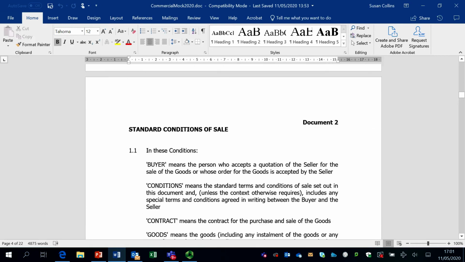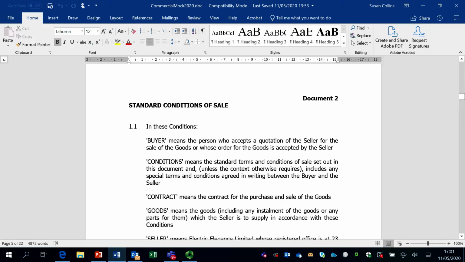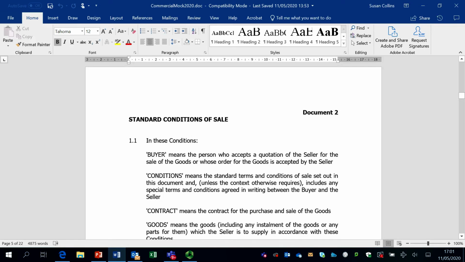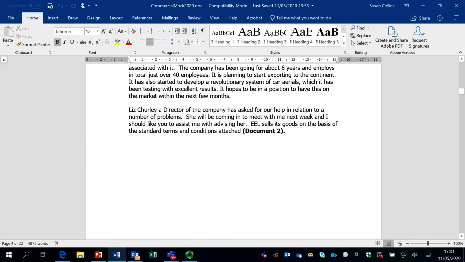So the next document you've got is a set of standard conditions of sale. I've turned on to that document now. So this is document 2. On this occasion, just to point out that the document that you've been referred to is a set of standard terms and conditions.